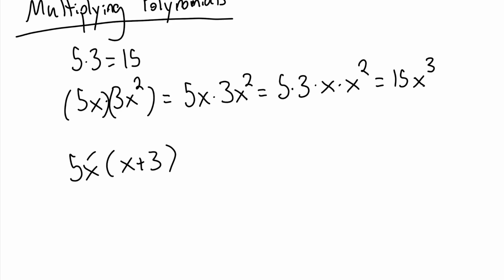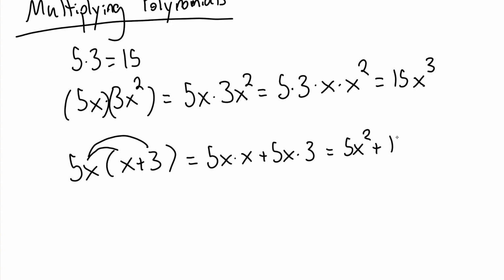So in this one, we just need to use the distributive property. Okay. So we're doing 5x times x plus 5x times 3. So we're going to get 5x squared plus 15x, and then we're done.